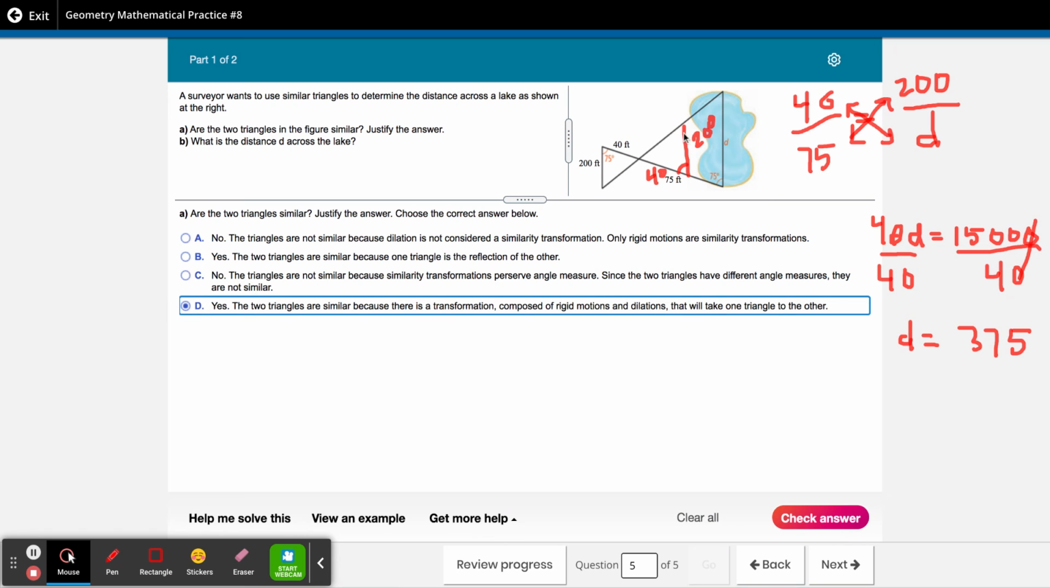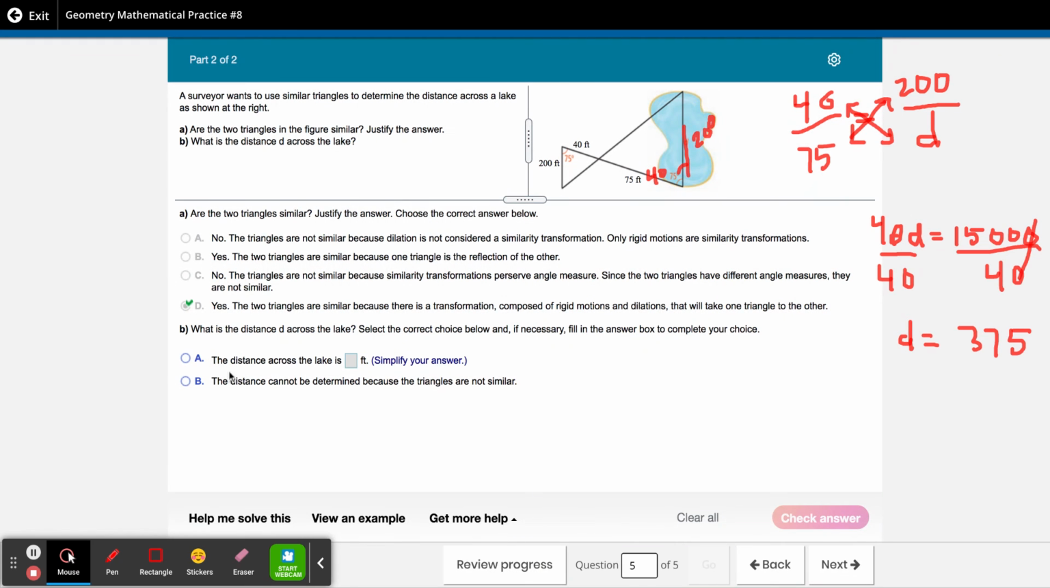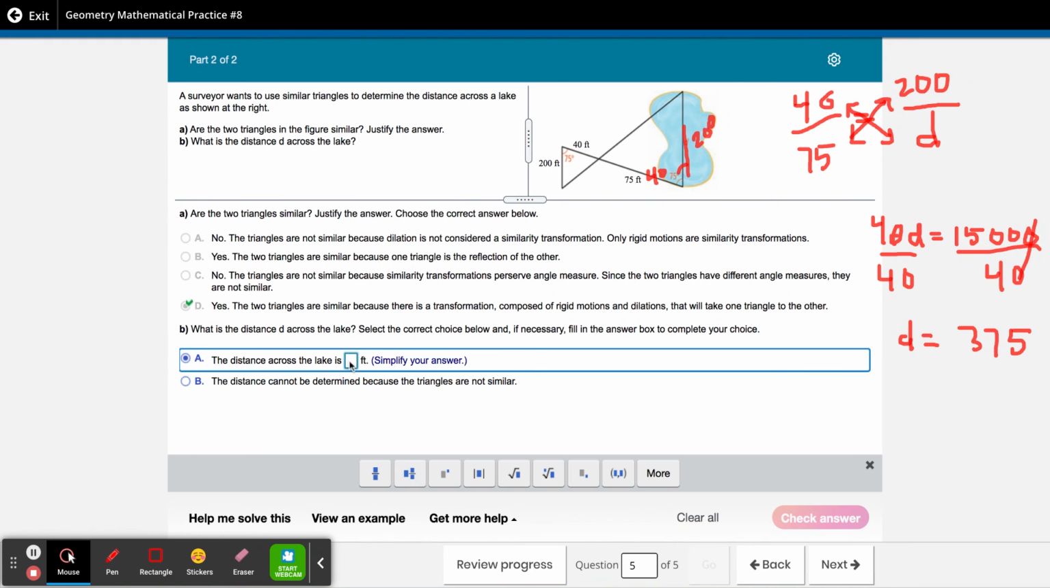I'm going to select D because that's what this is. So this triangle was rotated and pretty much a dilation of this triangle. Now we want to find the distance across the lake. We found the distance across the lake by taking the ratio. Since it was a rotation and dilation, we rotated this shape because this angle has to line up with this angle. We take this scale factor over this scale factor, and we should be able to find our answer from there. So our answer is 375.